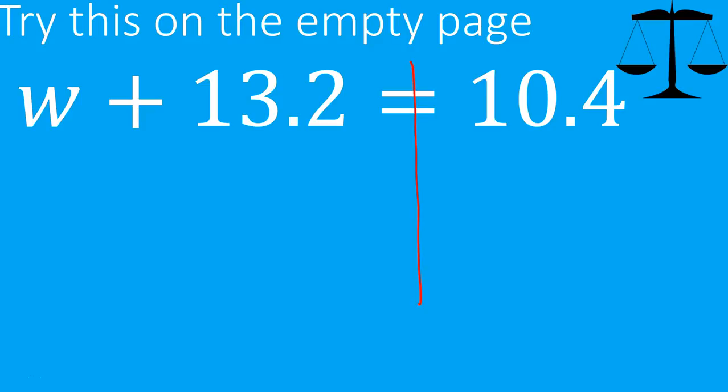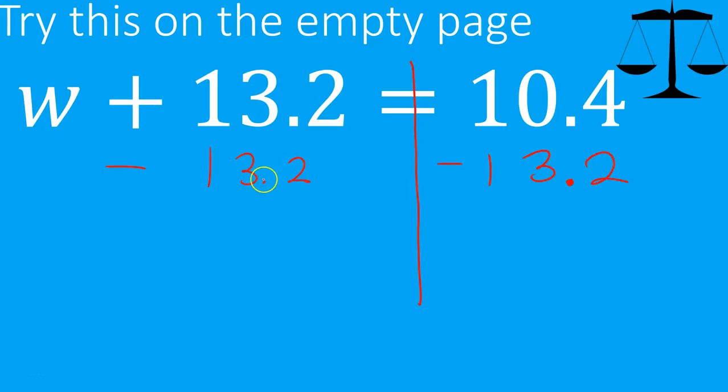So kind of do it as I go along. You have W plus 13.2 equals 10.4. Now here's something to think about. Think about what operation this is. Remember, if we want W by itself, what number do we want to get rid of? 13.2. Well, right now we're adding 13.2. So the opposite would be to subtract 13.2. So go ahead and put subtract 13.2 from each side.